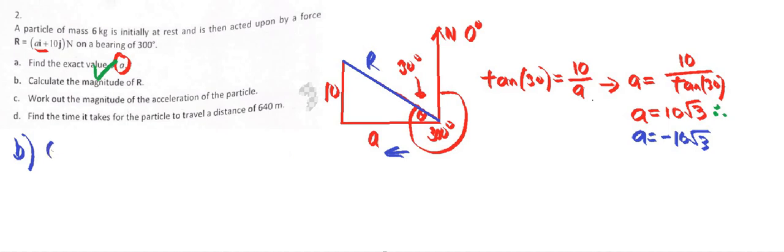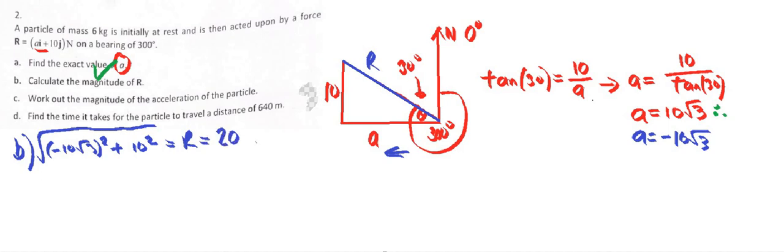Now B, so I've got negative 10 root 3. And I'm going to square it, and I add the other length, which is 10, 10 squared, and then I square root the whole thing to find the length of R. And when I do that, I find that R is 20, and I have to remember to include the units because R is the magnitude of a force. That's 20 newtons. So that is my final answer for B.